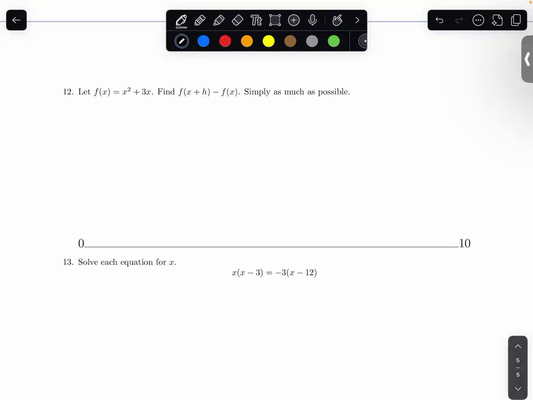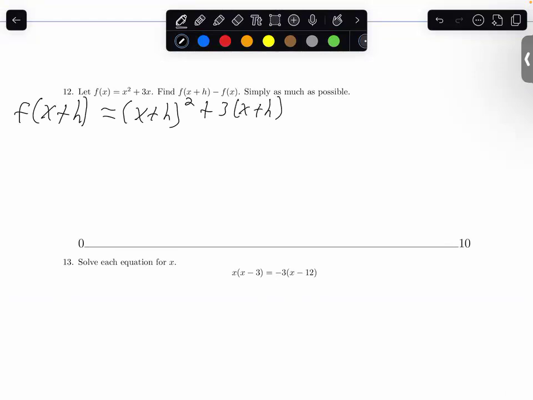Number 12, which is something we're going to be seeing a lot in calculus. But we want f of x to be x squared plus 3x, and we want to find f of x plus h minus f of x. So f of x plus h, replacing all the x's in this expression with an x plus h.